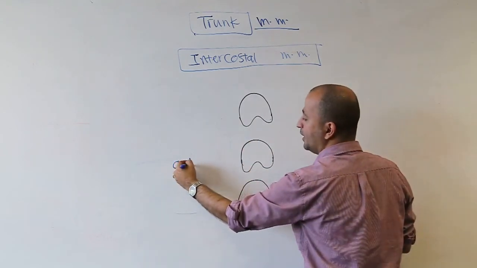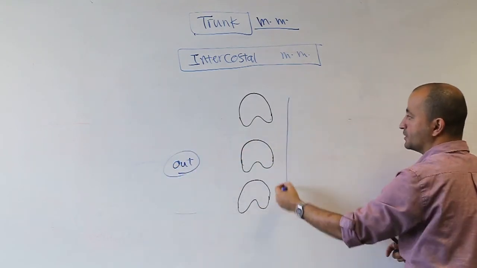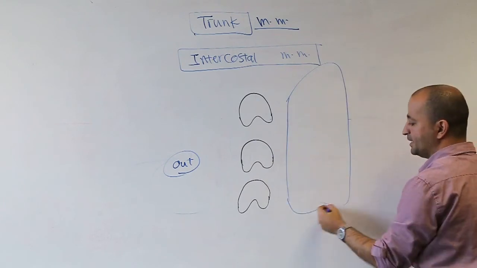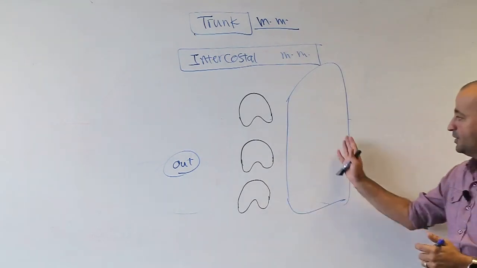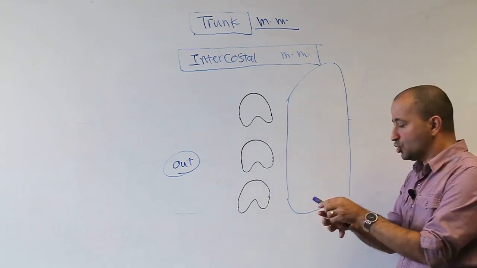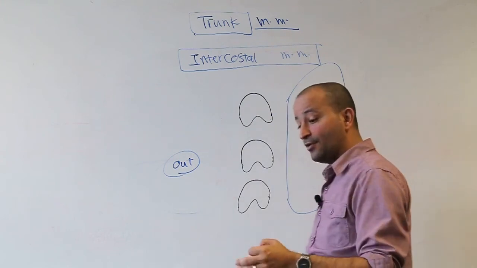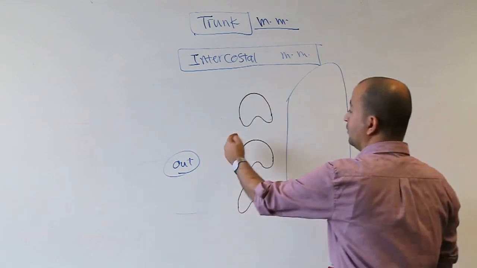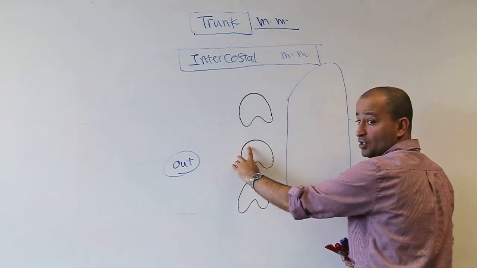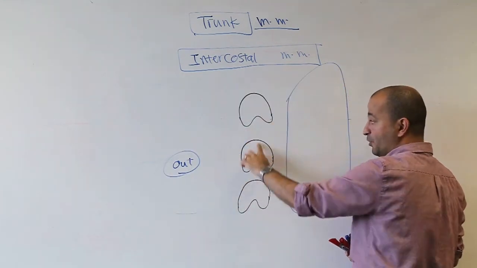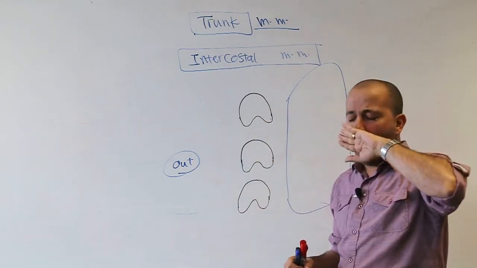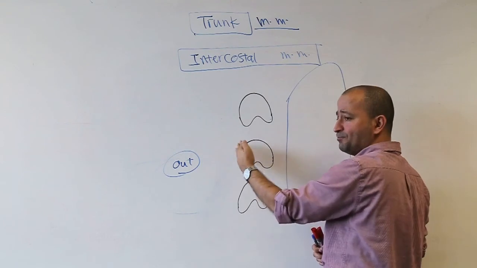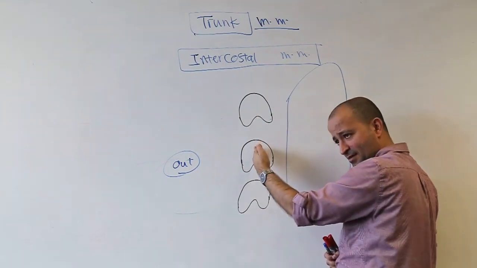Here is the outside. Here are the lungs. So this is the lungs, these are the ribs. When I say three layers of muscles, there is one layer here, one layer between, and one layer here. One layer is external, one layer is medial.